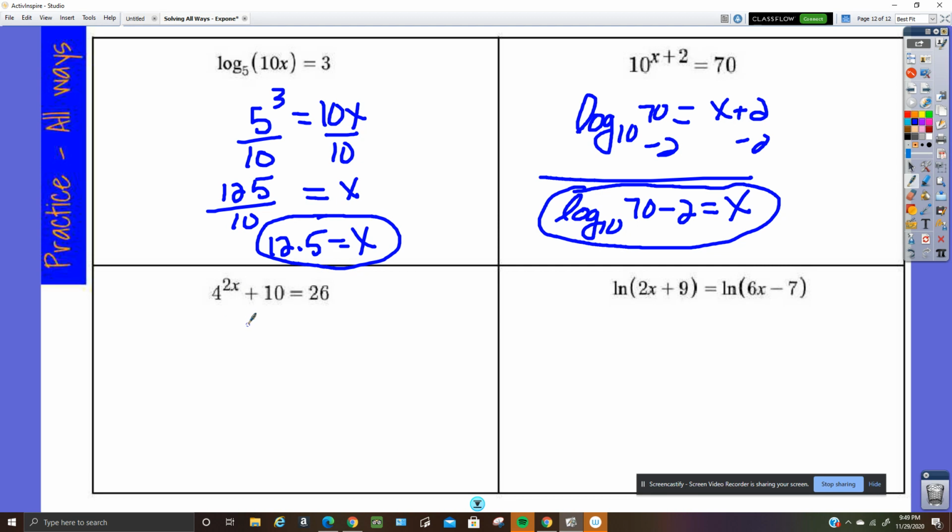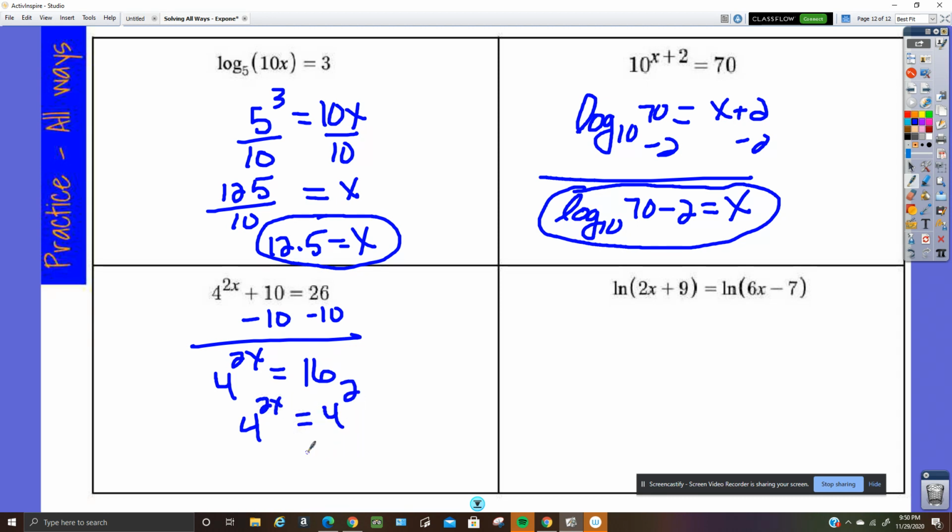And then this one, you want to isolate this here. You're going to subtract 10 from both sides first. And from here, I can get 16 as base 4. So x is 1. So some of these are a combination of not having the same base and then getting the same base.